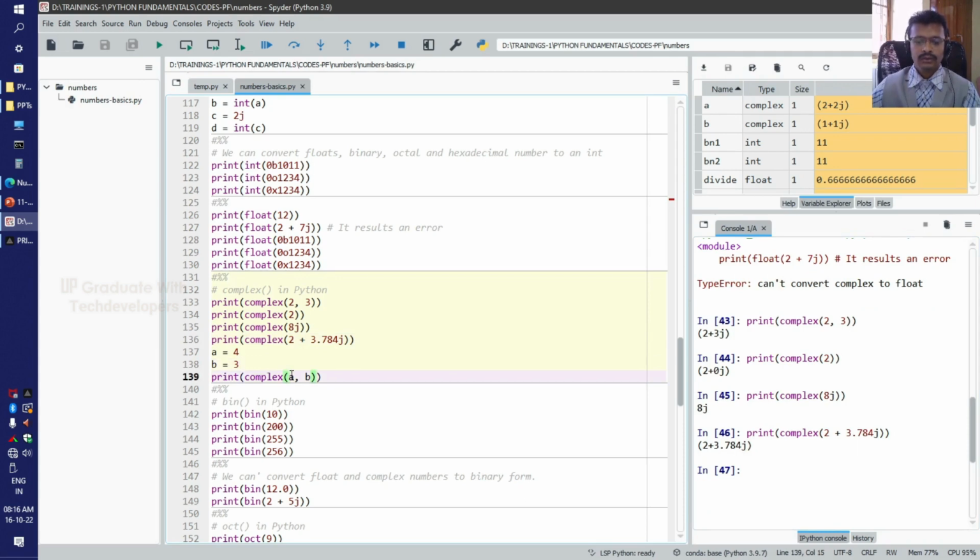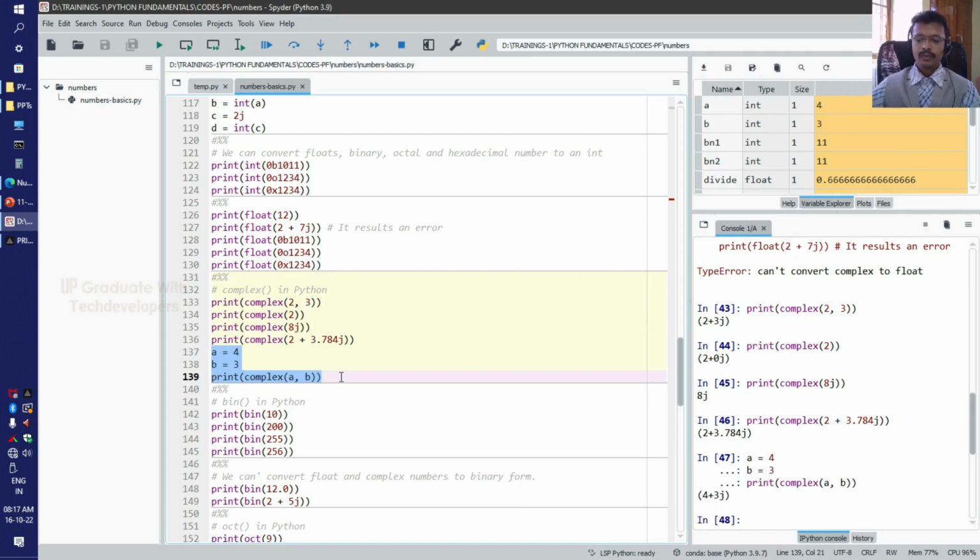We can also use variables instead of direct values for the arguments. So here I am using a as one argument for the real number and b as the other argument for the imaginary number. For the real number I am using 4 and for the imaginary coefficient I am using 3. So let us create a complex number with these two values. So we got 4 plus 3j.